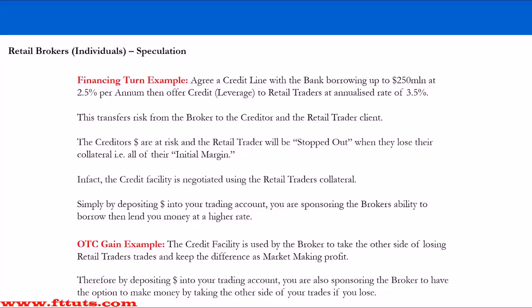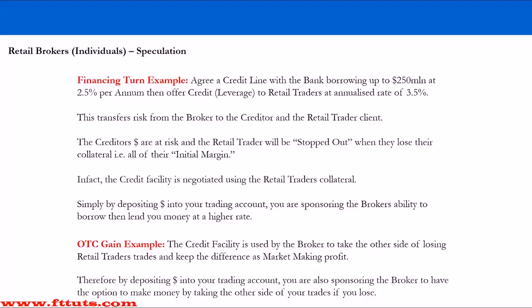The financing turn is pretty straightforward. We looked at margin, where you put up your initial margin, which is the amount of money you put in your trading account as collateral against your positions. The money that you borrow is financing. You borrow this money from the broker to trade, and you will pay for borrowing it.